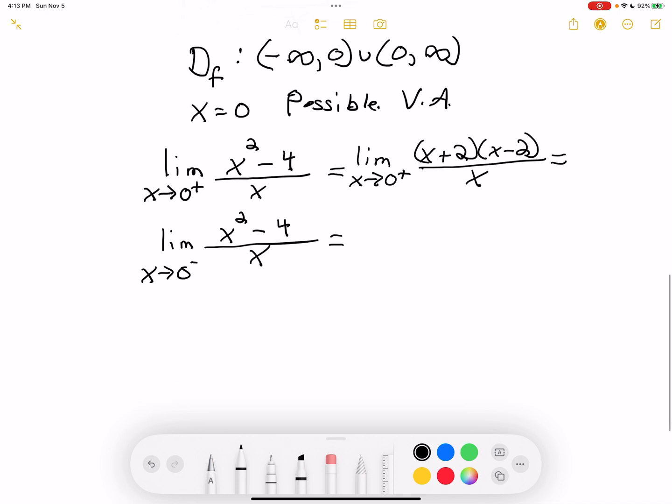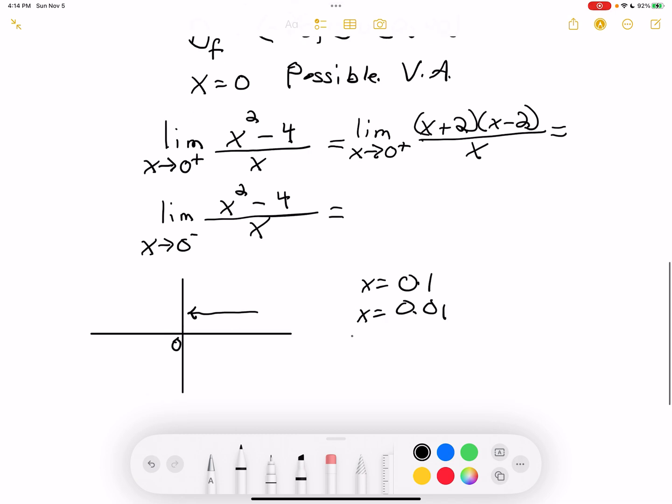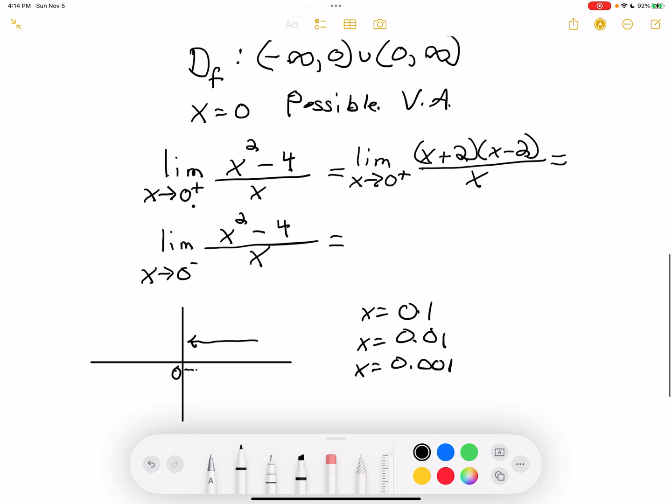So when we're approaching 0 from the right, here's 0. We're getting closer and closer to 0, never actually getting there, but our x is getting closer and closer to 0. We're going to be taking numbers like 0.1, 0.01, 0.001, and we'll get closer and closer and closer to 0 from the right. That's what we're going to be taking for x.